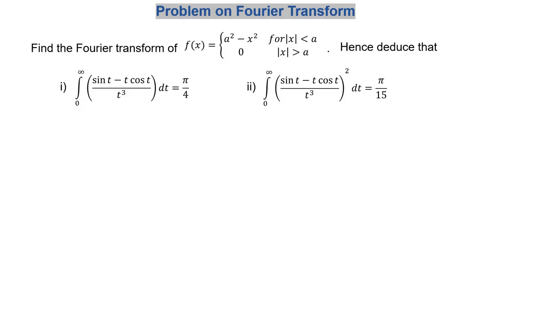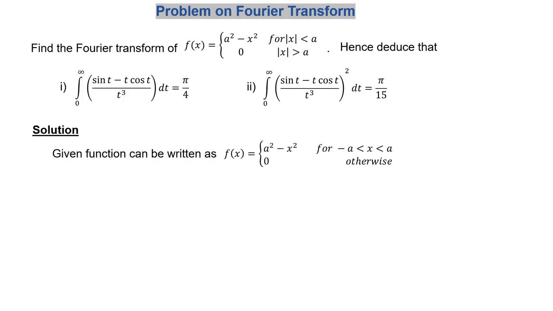Let us come to the solutions part. The given function can be written in another format as f(x) = a² − x², valid from −a to +a, that is, −a < x < a. Our f(x) value is 0 otherwise.